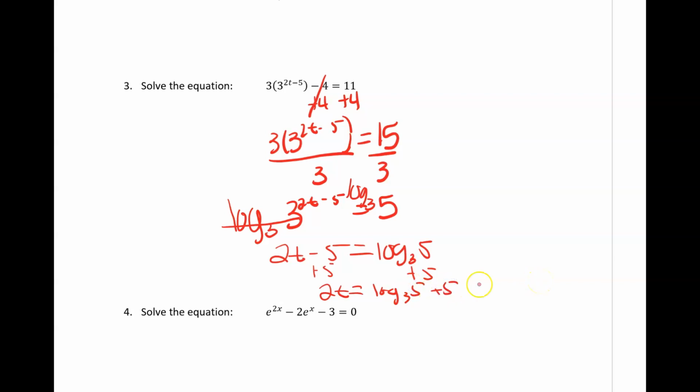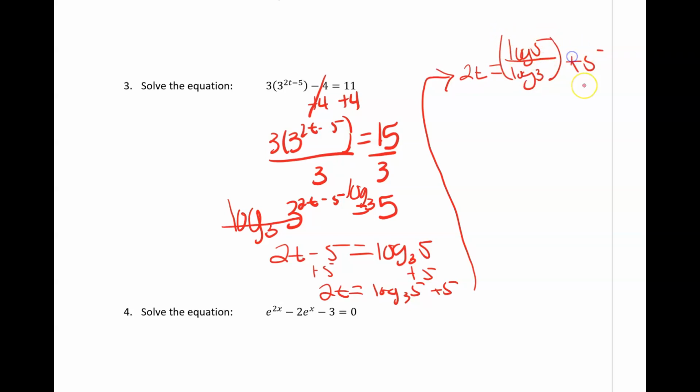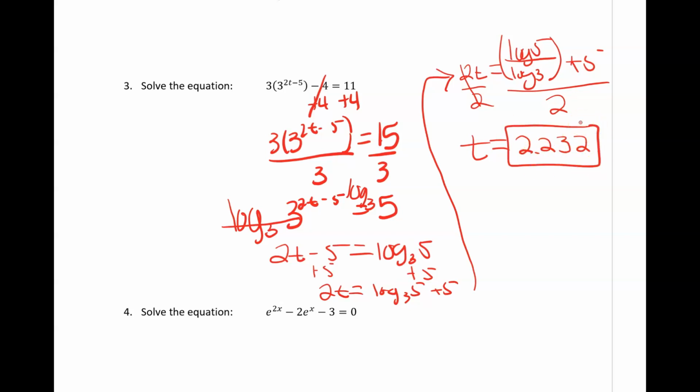I have to use that change of base formula, so that would be 2t equal to log 5 over log 3 plus 5. Plug that in your calculator, and then once you get that number, we're going to divide the whole thing by 2. You're going to have to use your calculator as we're working on this to get these decimal numbers, and we get 2.232. Now, that looked a little complicated. I think we could do that a little bit better.